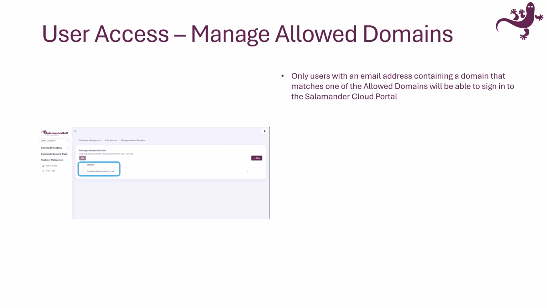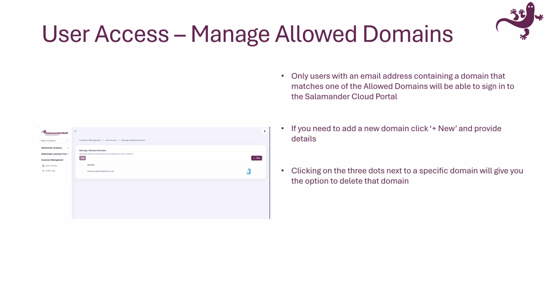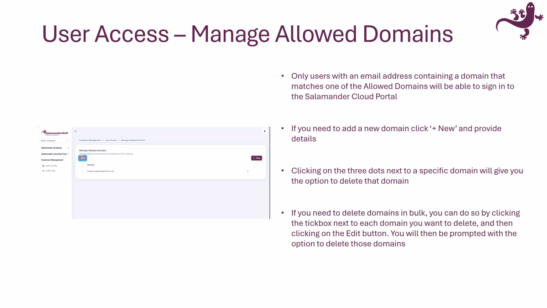Only users with an email address containing the domain that matches one of the allowed domains will be able to sign into the Salamander Cloud Portal. If you need to add a new domain, please click the New button and provide details. Clicking on the three dots next to a domain will give you the option to delete that domain. If you need to delete domains in bulk, you can do so by clicking the tick box next to each domain you want to delete and then clicking on the Edit button. You will then be prompted with the option to delete those domains.